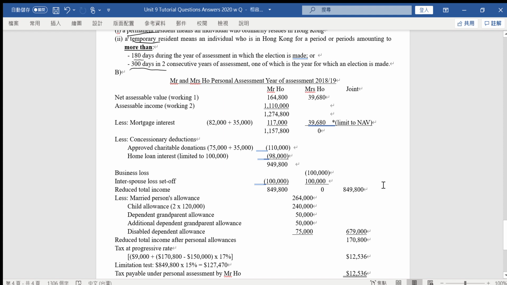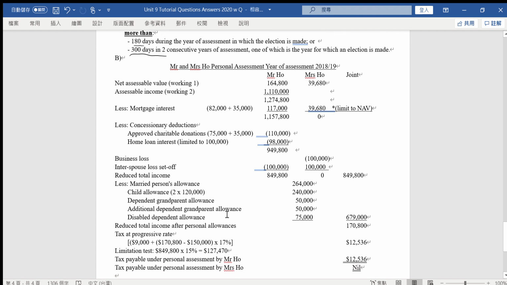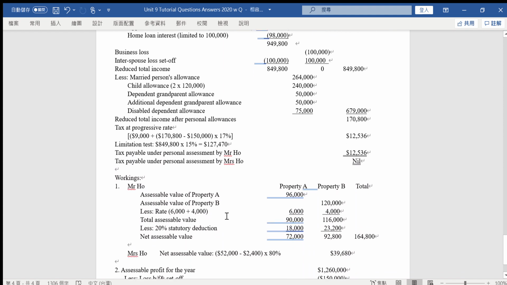Okay, and then the first part will be about the net assessable value. Okay, we should work it out separately. That's why we need to have the working one, and down to here is the working one. Okay, and for Mr. Ho, he has two properties, A and B.